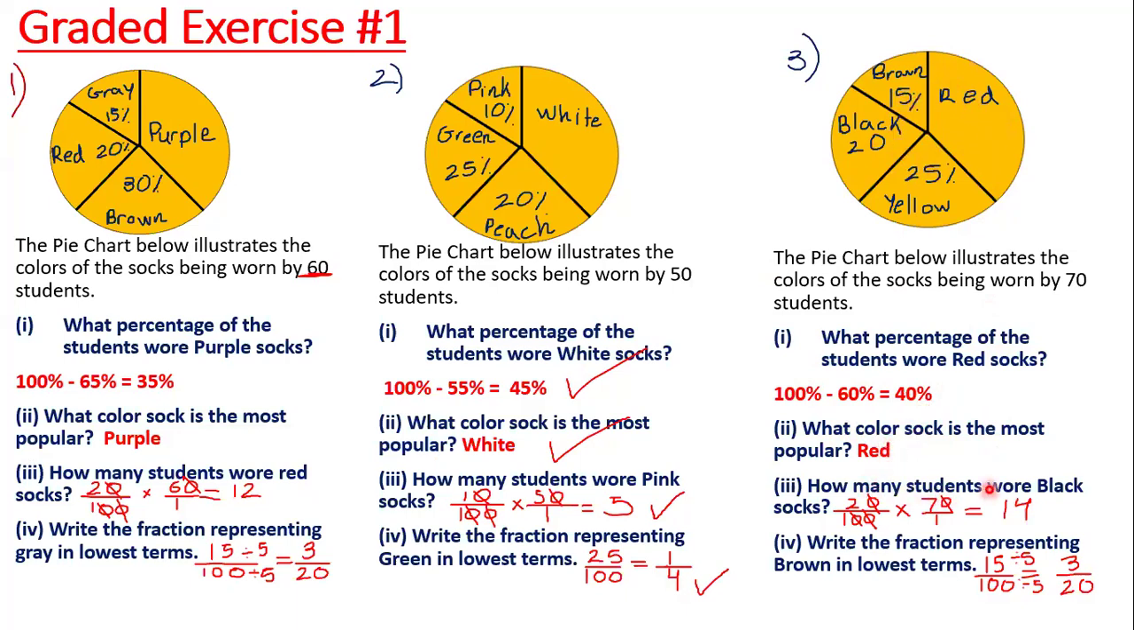How many students wore black socks? Black is how much percent? 20%. So it's going to be 20 over 100 multiplied by 70. 70 because it's 70 students. And so we cancel the 0 with that 0. Cancel the 0 with that 0. So we're left with 2 times 7. And 2 times 7 is 14. Write the fraction representing brown in lowest terms. So brown is 15%. That's going to be 15 over 100. We divide top and bottom by 5. So it's going to be 3 over 20.